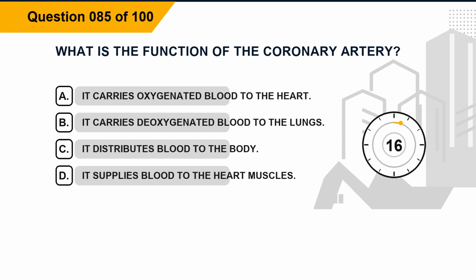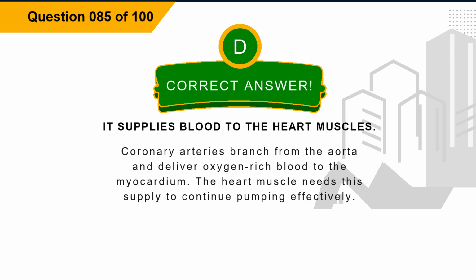Question 85. What is the function of the coronary artery? Option A, it carries oxygenated blood to the heart. Option B, it carries deoxygenated blood to the lungs. Option C, it distributes blood to the body. Option D, it supplies blood to the heart muscles. The correct answer is option D, it supplies blood to the heart muscles.